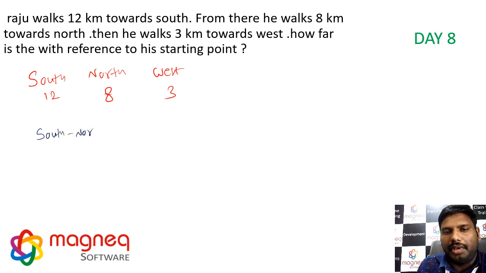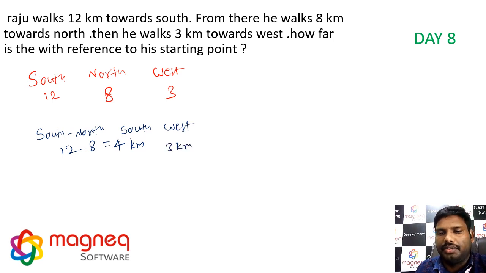South minus north because both are opposite directions. 12 minus 8, 4 kilometers, and the higher value is south. So south 4 kilometers, and next west 3 kilometers.